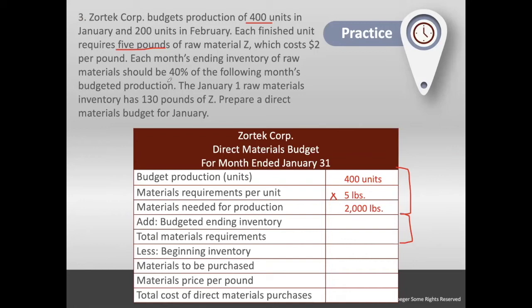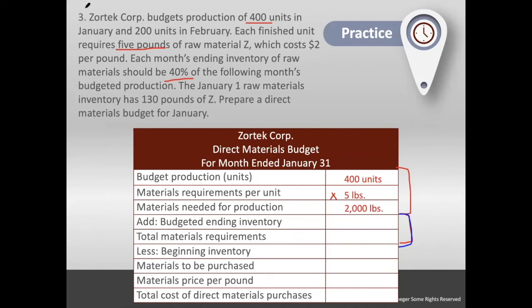If you look at the problem, we would like 40% of the following month's budgeted production on hand. Therefore, whatever we need to make in February, we need to calculate how many materials that is, and we only want 40% of that to be purchased in the month of January. This is probably the most complicated number to find on this whole budget.